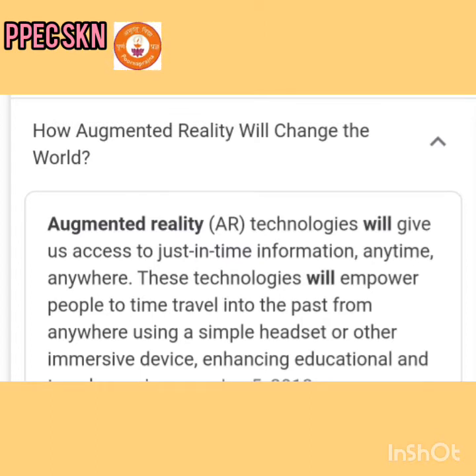How augmented reality will change the world. Augmented reality technologies will give us access to just in time information anytime, anywhere. These technologies will empower people to time travel into the past from anywhere using a simple headset or other immersive devices, enhancing educational and travel experiences.